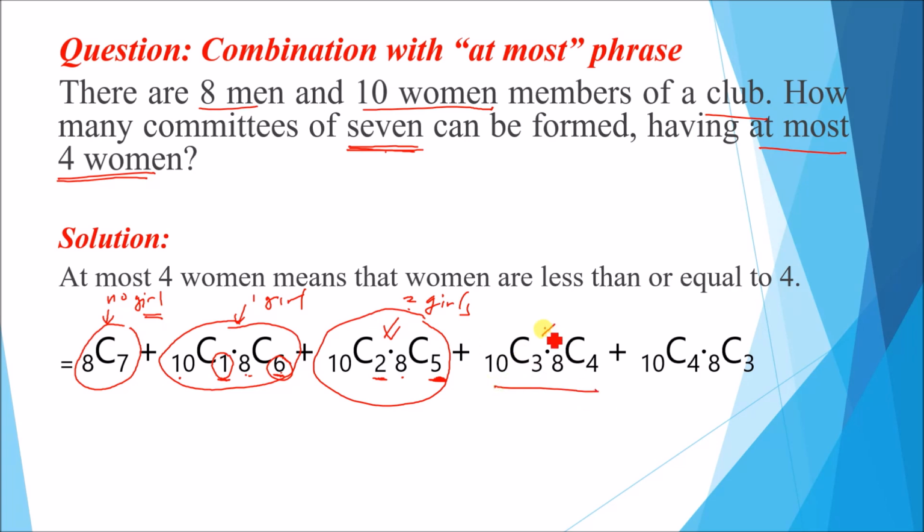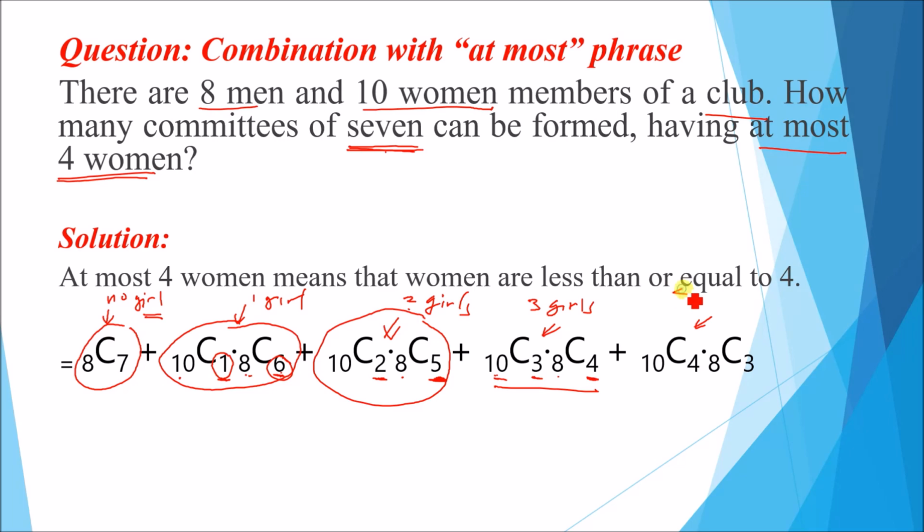Dito naman, sa certain part na ito, 3 naman ang babae dito. So, you can choose 3 women from the 10 women from the very start. And pag may 3 women na, ibig sabihin may aasahan kang 4 na lalaki para mabuo yung 7. And manggagaling yon dun sa 8 lalaki, kasi nga 4 ang ating kukunin doon.